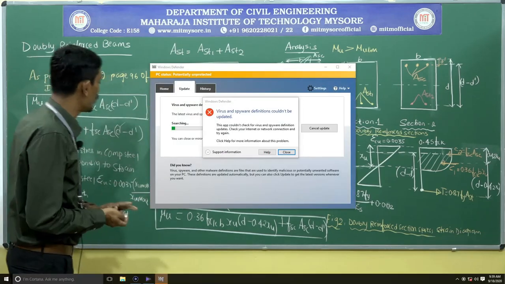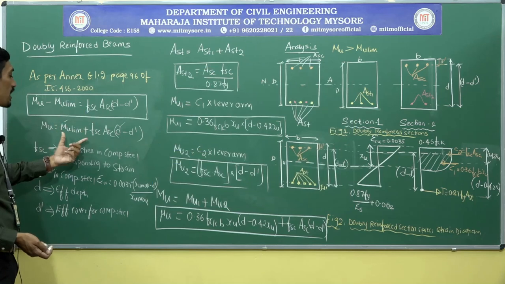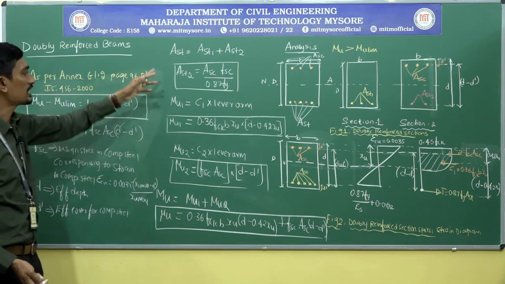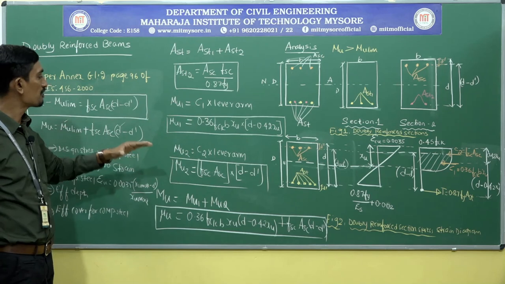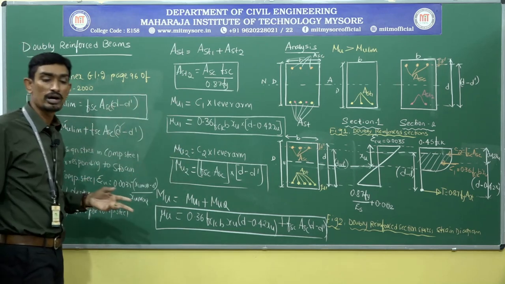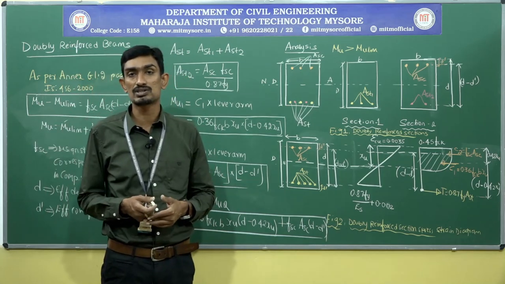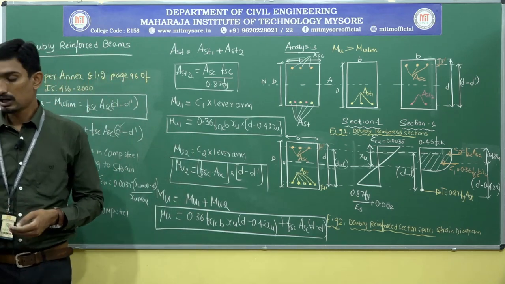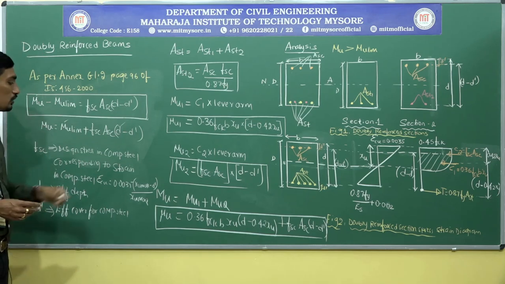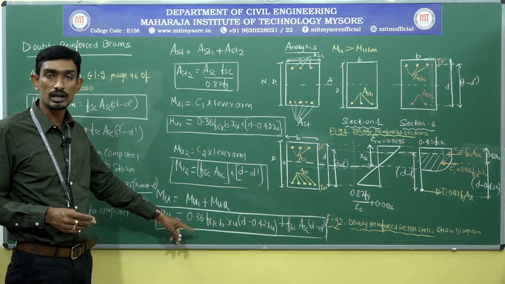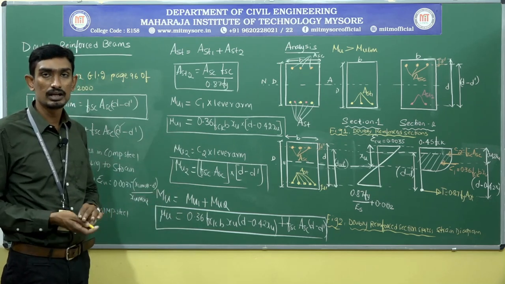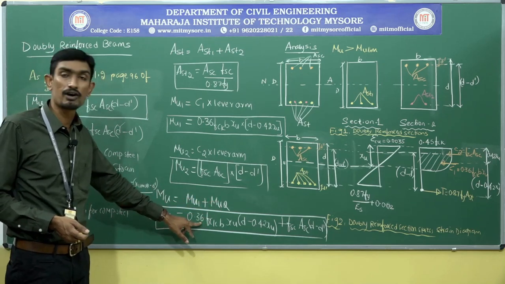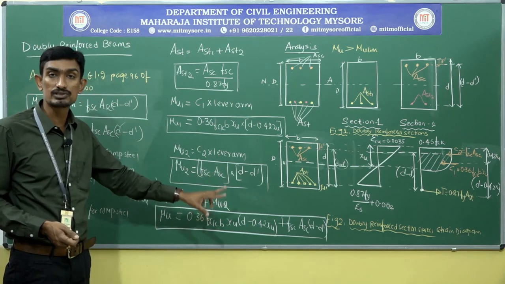So this is the formula. Like this we need to keep on calculating all the parameters: Mu lim, FSC, ASC, D dash, then AST. After calculating everything, if you substitute in the main formula, you come across the ultimate moment of resistance for a doubly reinforced section. A very important thing we need to note here: once again I stress, this formula holds good for an under reinforced section.